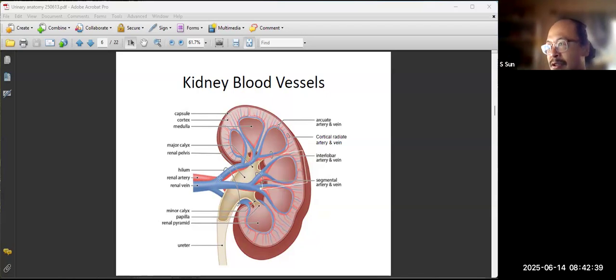The renal artery branching out to the first branch is called the segmental artery. Let me see if I can find it. Here you go, segmental artery. That's a segmental artery. And then this segmental artery will branch out into the interlobar artery, or here, interlobar artery.